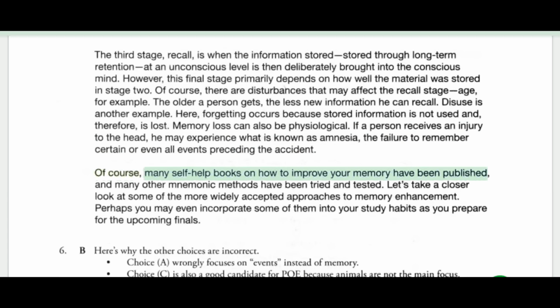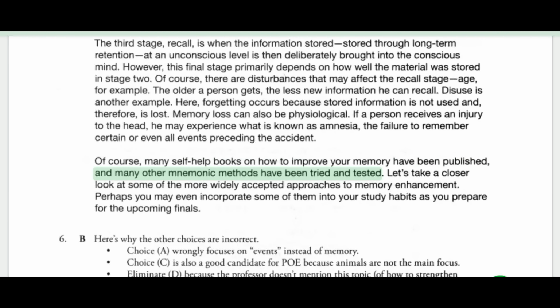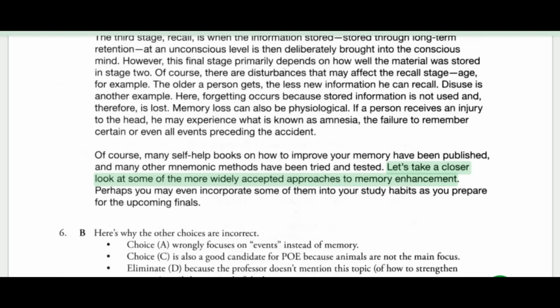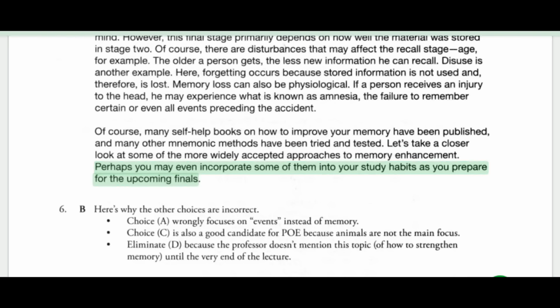Of course, many self-help books on how to improve your memory have been published, and many other mnemonic methods have been tried and tested. Let's take a closer look at some of the more widely accepted approaches to memory enhancement. Perhaps you may even incorporate some of them into your study habits as you prepare for the upcoming finals.